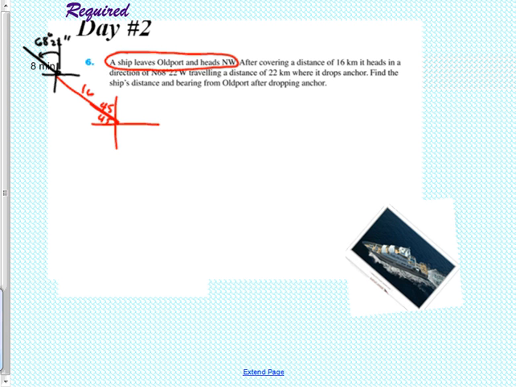The way I drew that doesn't really look like about 70 degrees. I'm going to stretch it out a little further. It's probably more like that. And then the dotted line is what we want. And this is 68, 22.